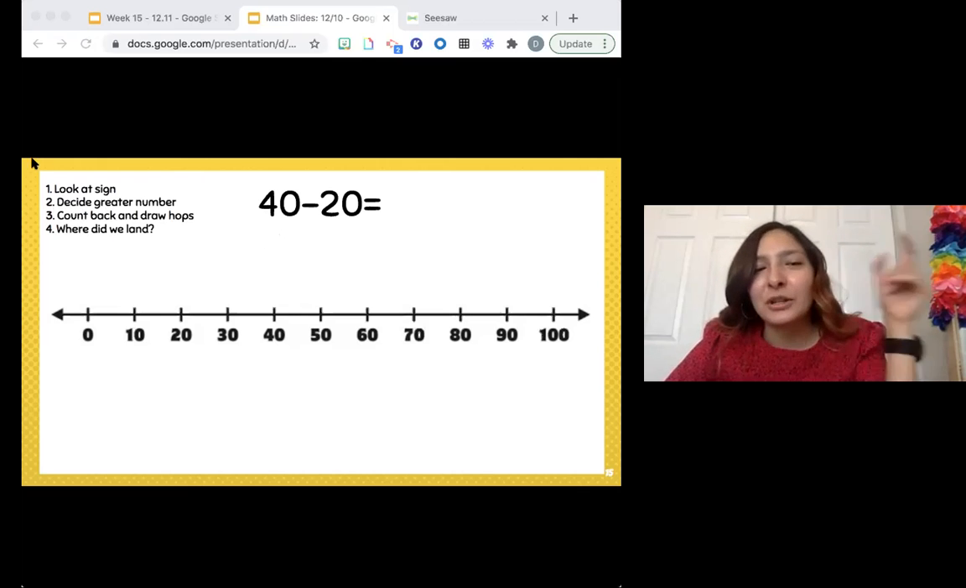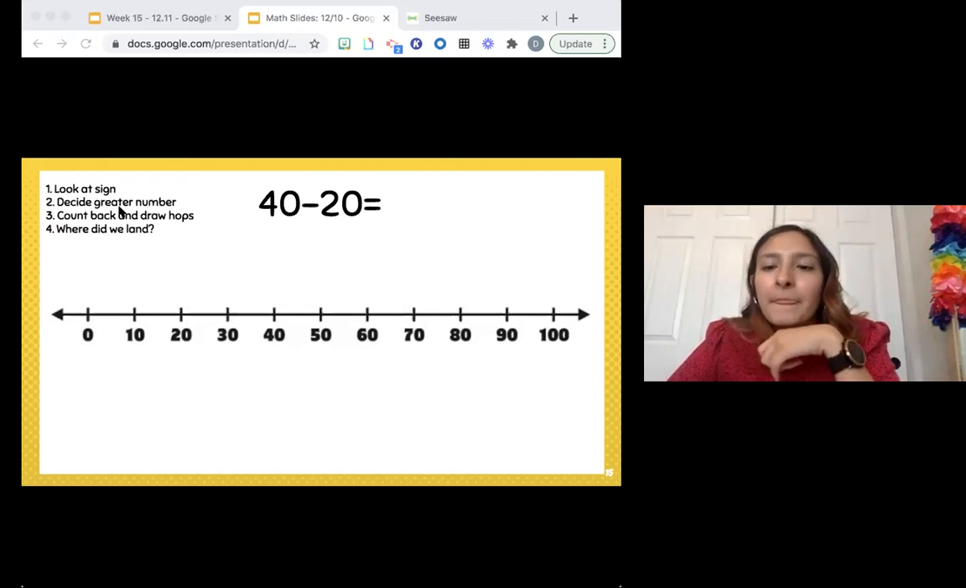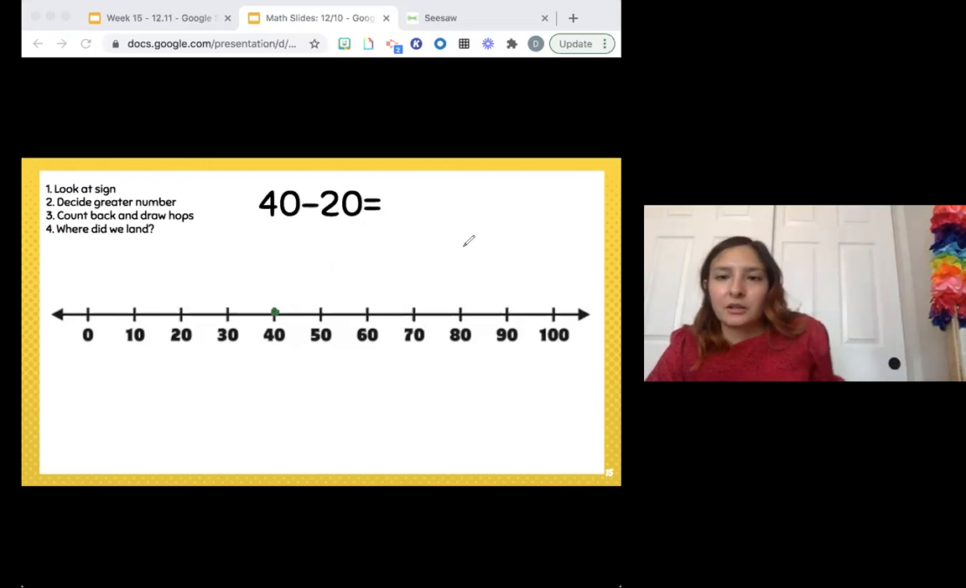Okay, and then, hold on, 1 second. I want you to walk us through the steps. You already looked at the sign. Second, what did you have to do? I looked at the greater number and I know that 4 is greater than 2. So that's the reason why I knew 40 was greater than 20. Okay. So we started on, did you start on 40? Yes. Okay. 4 is greater than 2. Now, what did you do third?